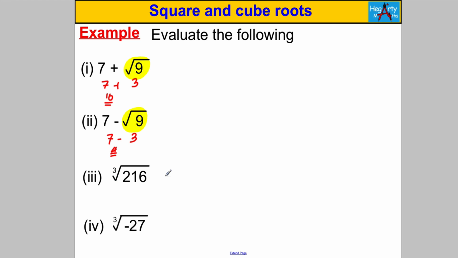This means what's the cube root of 216? If you know your cube numbers, then you should know that this is equal to 6, and the cube root of negative 27 is going to be negative 3. Okay?